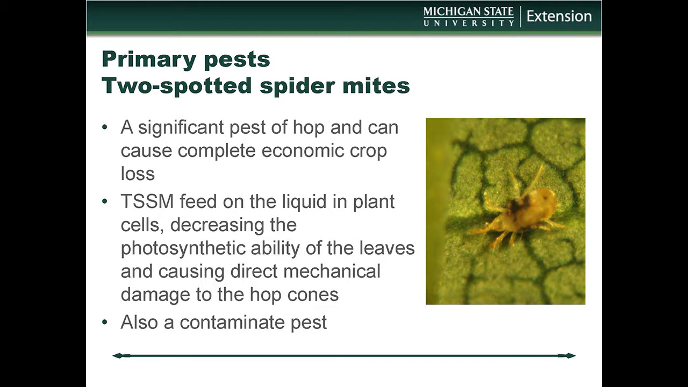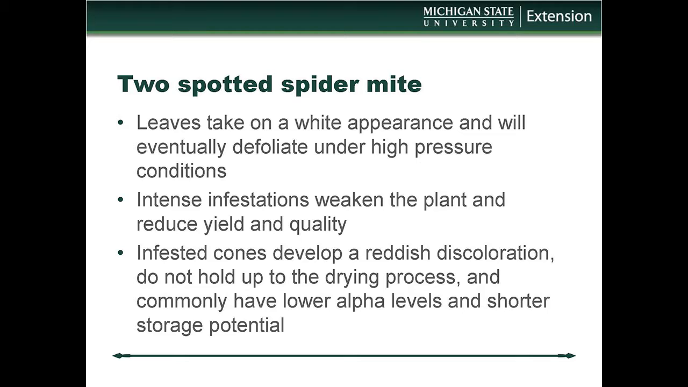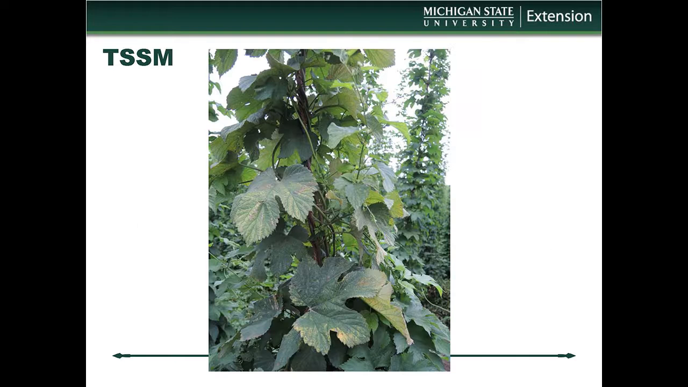Here we see two-spotted spider mite. They affect the photosynthetic ability of the leaf. It can be an issue for brewers, so brewers don't want to dump a bunch of dead mites into their brewing line, obviously. It can also affect the shelf life or storability of hops.